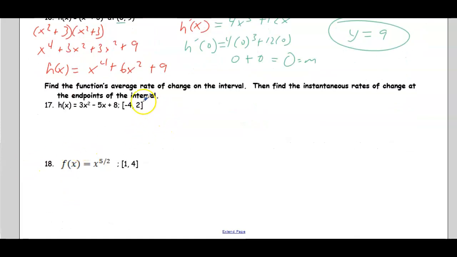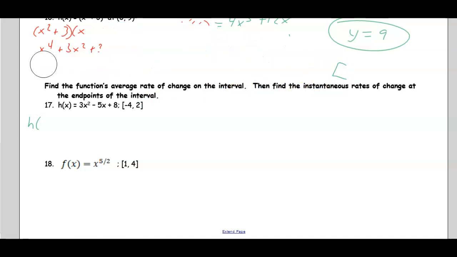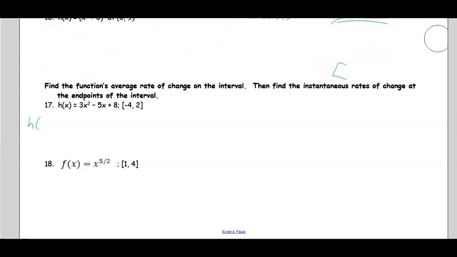Two more. Number 17. It says find the average rate of change on the interval. Find the instantaneous rate of change at the endpoints of the interval. So for the average rate of change, first you've got to find the slope. So I need to first evaluate the original equation for these two x values. Let me erase this so I can have space to talk about this. Hey, by the way, if y'all need those other problems, just rewind. That's the cool thing about YouTube.